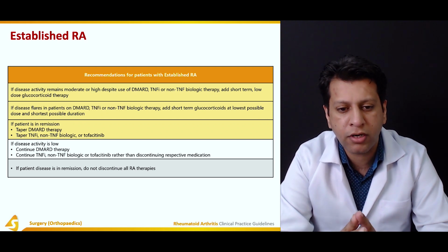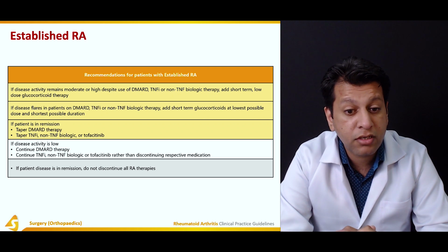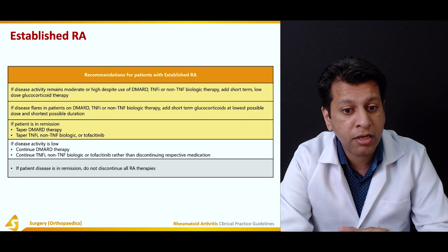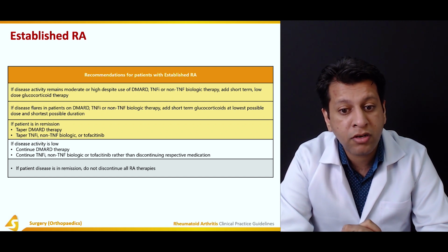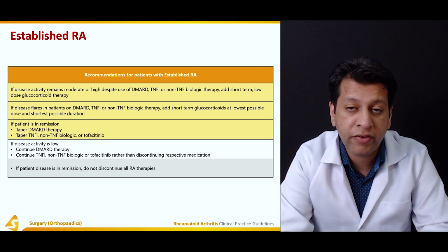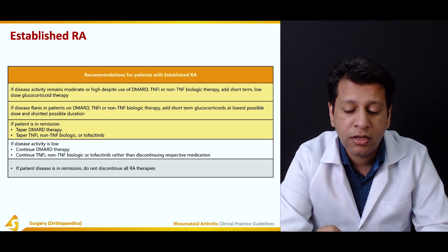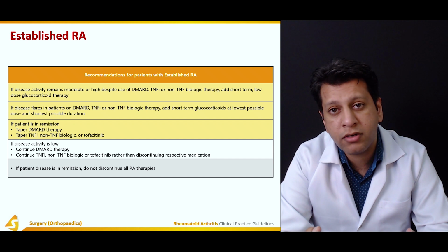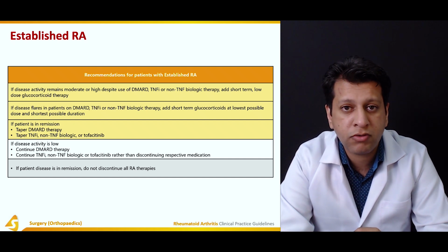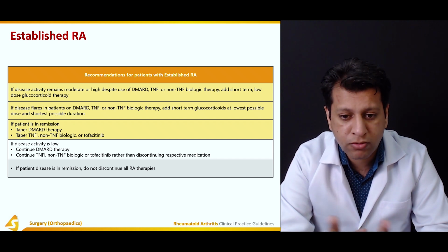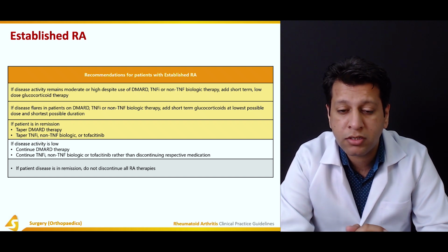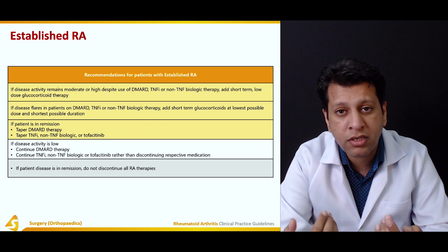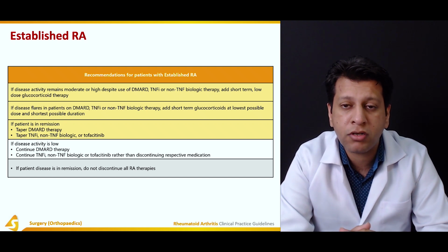have to add glucocorticoids. If the patient is in remission, then as per the remission criteria, taper DMARD therapy, taper TNF inhibitors and non-TNF biological therapy as well. Now, why do we need to taper that? Because methotrexate is not a drug which has very low side effects. There is a very high amount of side effects of methotrexate. So even these drugs themselves have a lot of side effects on other organ systems.